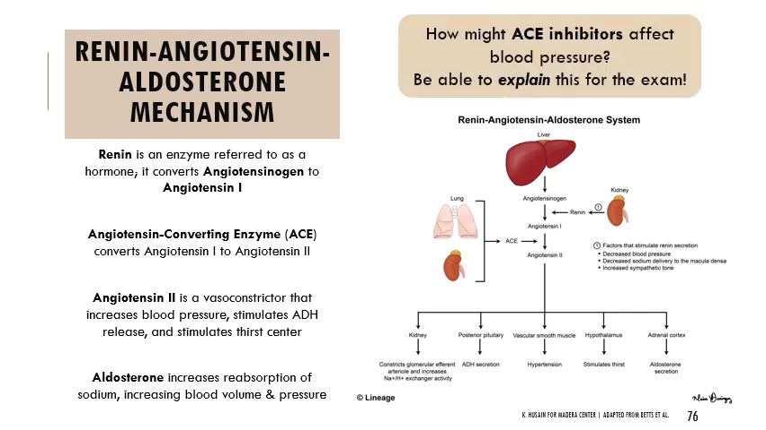So if they take an ACE inhibitor as a medication, that's going to stop the conversion of angiotensin 1 to angiotensin 2. And so then you don't have angiotensin 2 to vasoconstrict, you don't have that increase in blood pressure, you don't have that extra ADH release, and you don't have a stimulation of the thirst center to drink more water. So ACE inhibitors stop that conversion and stop this mechanism from occurring, which decreases blood pressure or stops it from increasing further.